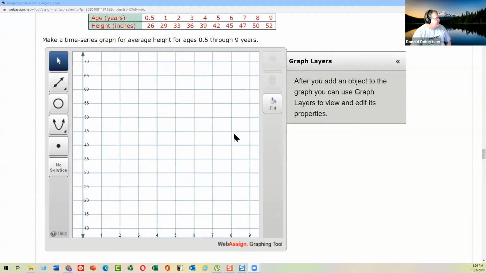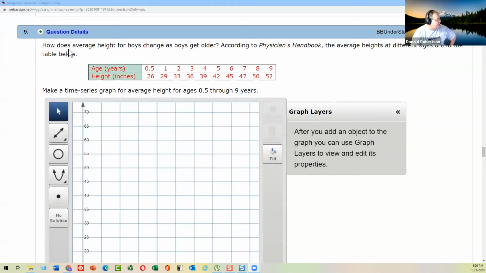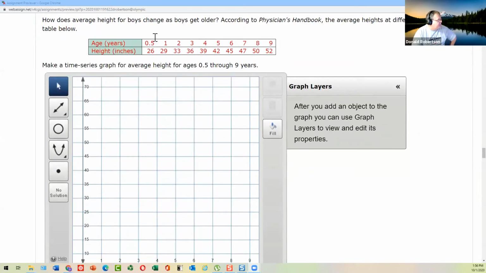I'm going to show you what one of these looks like as homework. The data that we got here is how does the average height of boys change as boys get older? Well, obviously they should get taller, which I'm pretty clear that they do. So 0.5, that's a 6-month-old boy, and that's a 9-year-old boy. So we're talking young kids, right?